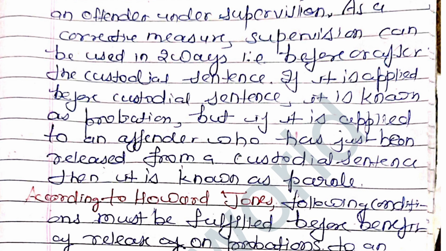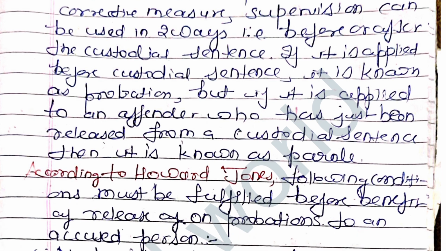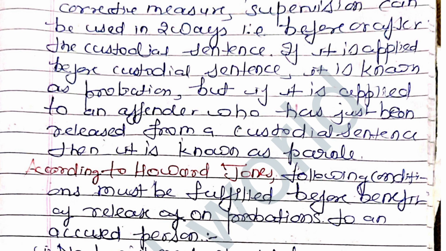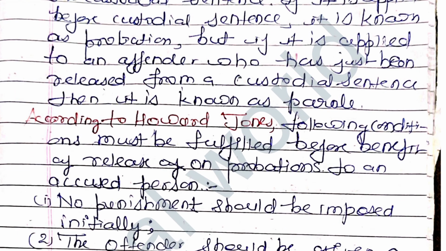Corrective measure supervision can be used in two ways, that is, before or after the custodial sentence. If it is applied before the custodial sentence, that is known as probation. But if it is applied to the offender who has just been released from a custodial sentence, then it is known as parole.